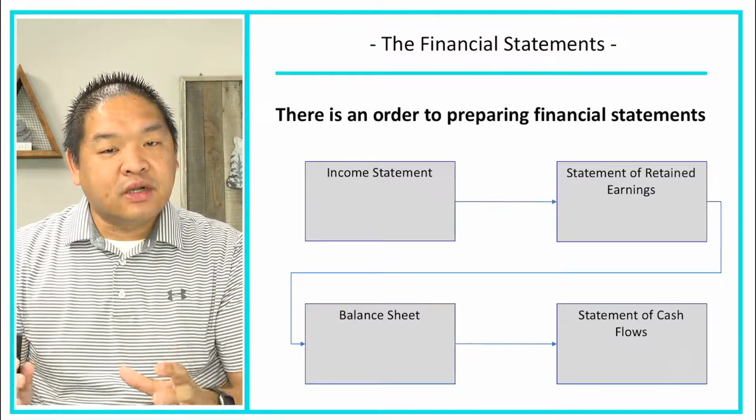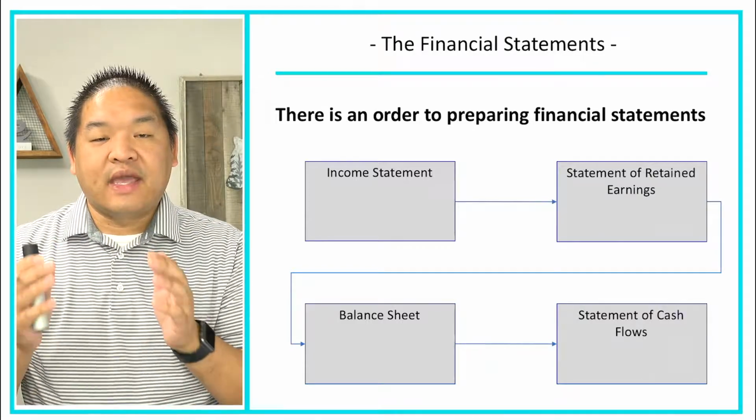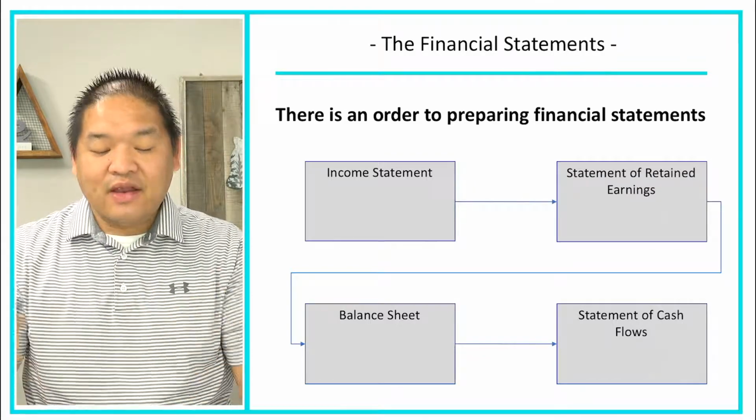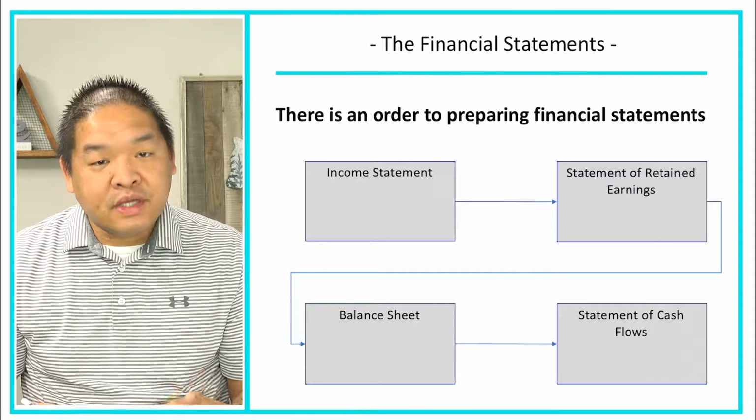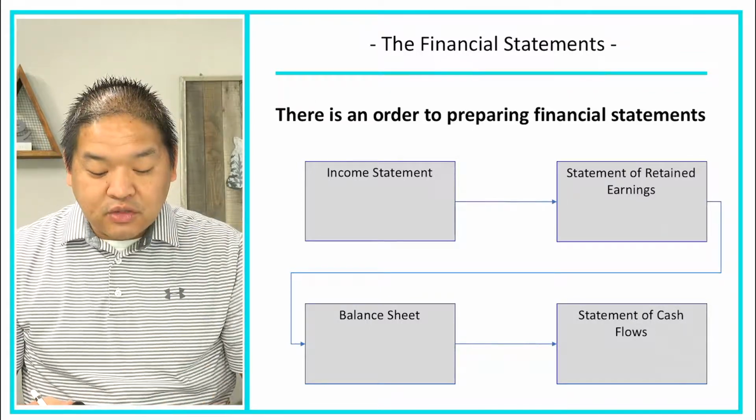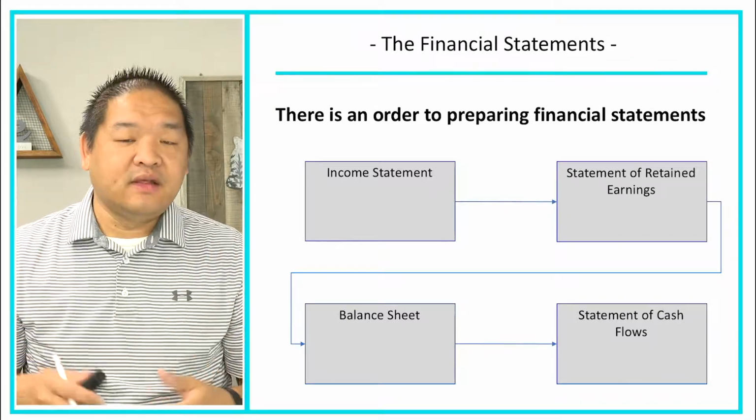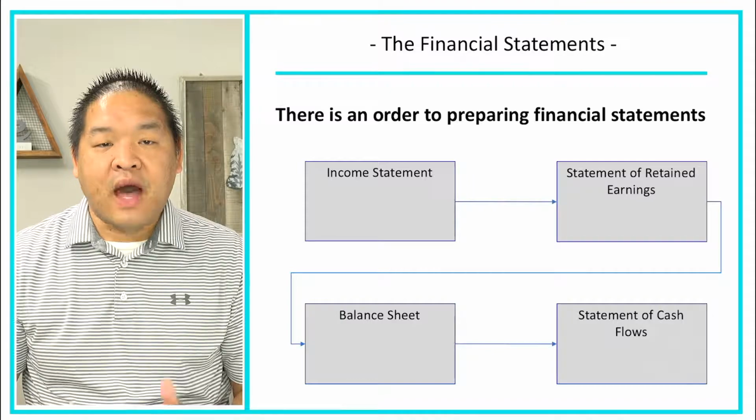So the statement of retained earnings helps us reconcile, helps us balance the number that gets reported on the balance sheet. So that's kind of the process here when we talk about preparing financial statements. Always start with the income statement, then flow to the retained earnings, then to the balance sheet, and then finally the statement of cash flows. You've got to do it in that order. If you do it in any other order, it will not work.